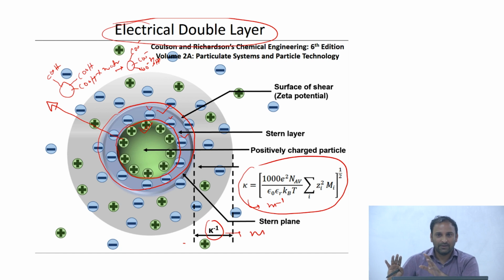In the case of charge stabilized dispersion, if the distance between the particles is more than kappa inverse, then I can practically neglect all the electrical double layer interactions, or the electrostatic interactions, because the particles are far enough apart that the repulsive interactions don't come into the picture at all.